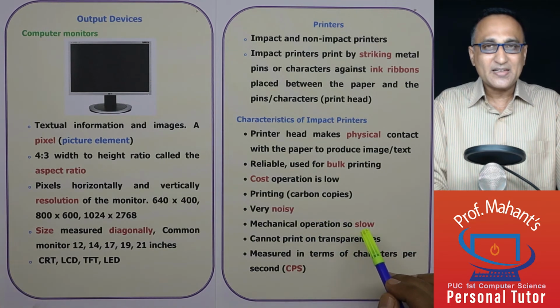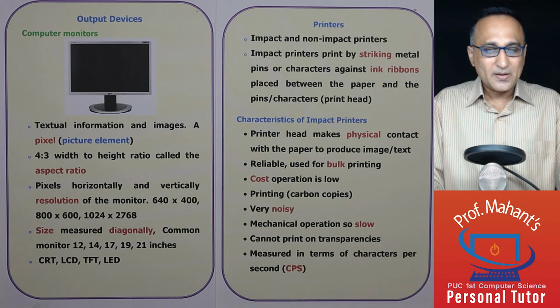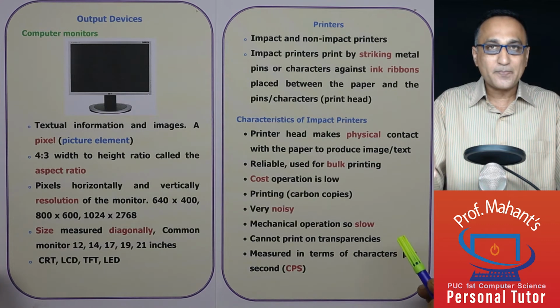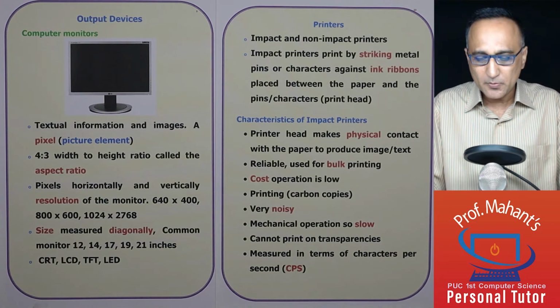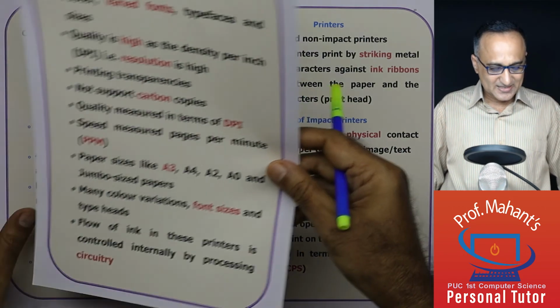But being mechanical devices, they are extremely noisy, and because of the mechanical operation they are quite slow. You can't print on plastic transparencies which you use for showing on your overhead projector. Their speed is measured in terms of characters per second.